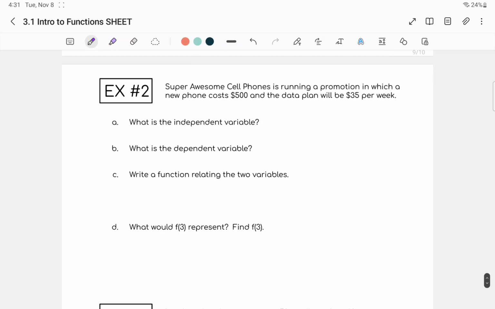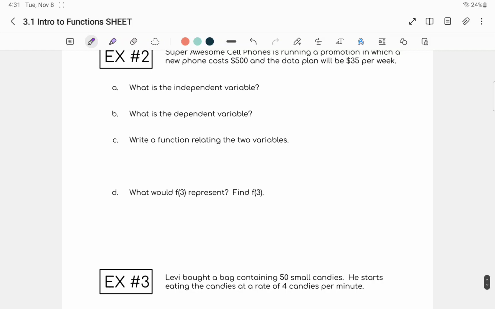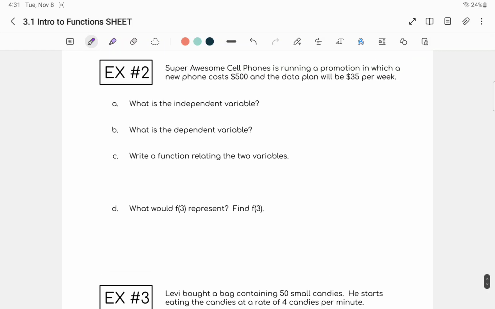Let's look at example number 2. Super Awesome Cell Phones is running a promotion in which a new phone costs $500 and the data plan will be $35 per week. So what is the independent and dependent? Again, independent is going to be time. So that would be my number of weeks. Again, how do I know that? Because it happens no matter what.